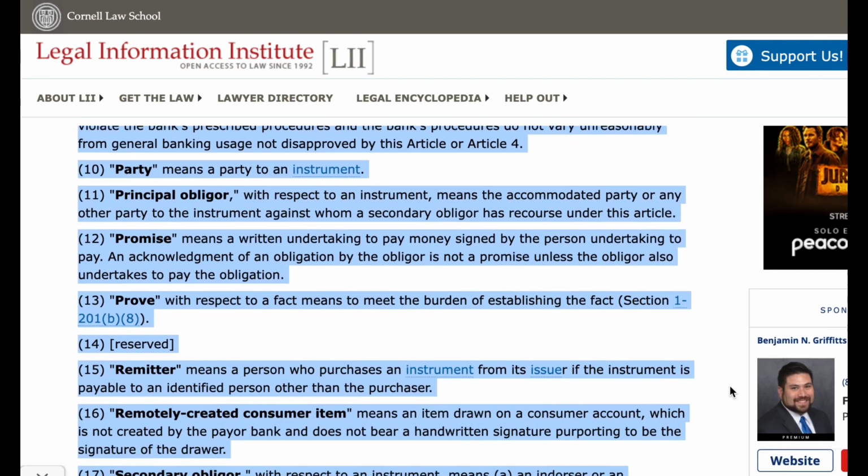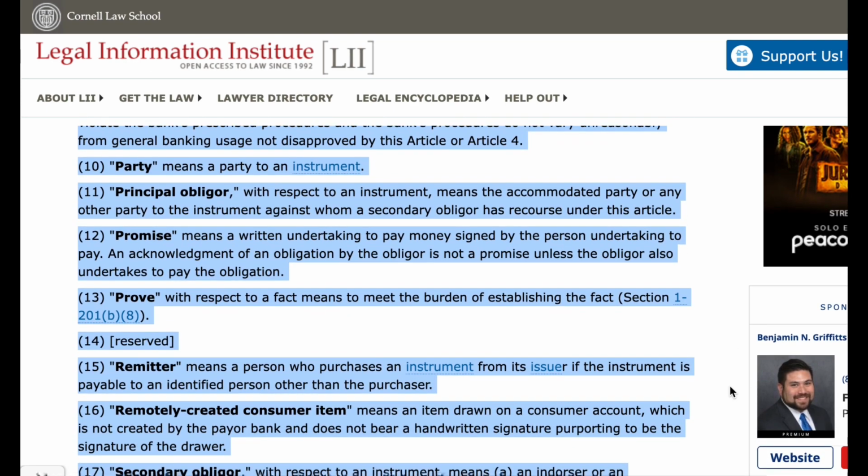11. Principal obligor, with respect to an instrument, means the accommodated party or any other party to the instrument against whom a secondary obligor has recourse under this article. 12. Promise means a written undertaking to pay money signed by the person undertaking to pay. An acknowledgement of an obligation by the obligor is not a promise unless the obligor also undertakes to pay the obligation. 13. Prove with respect to a fact means to meet the burden of establishing the fact.